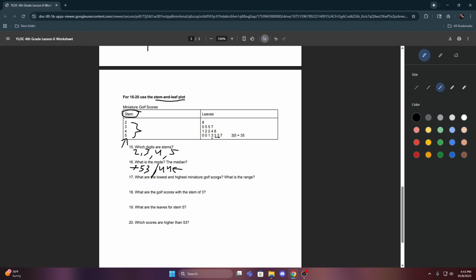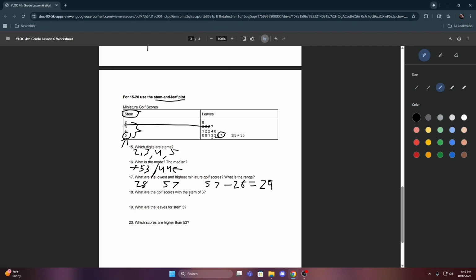Now, what are the lowest and highest miniature golf scores? What is the range? The lowest here is clearly 28. And then the highest will be in the 5s, of course, and then the largest number here, so 57. And now to find the range, you do the highest minus the lowest. So 57 minus 28 will give you 29.